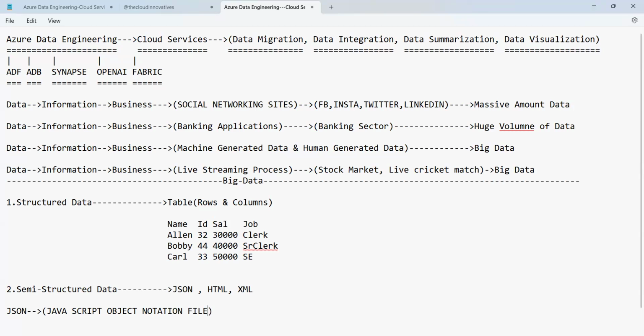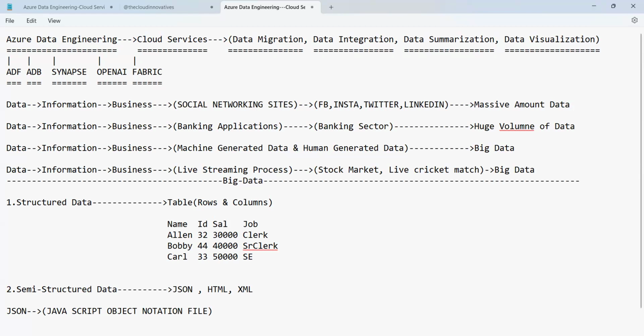What is JavaScript Object Notation file called as? JSON. Okay, JavaScript Object Notation file. So what do you mean by this JavaScript Object Notation file? Let's try to understand the same here, guys.